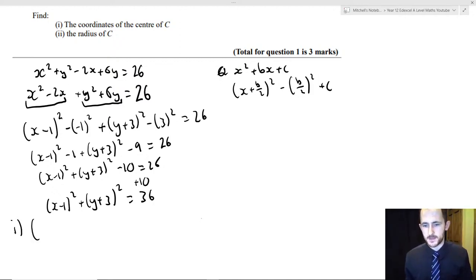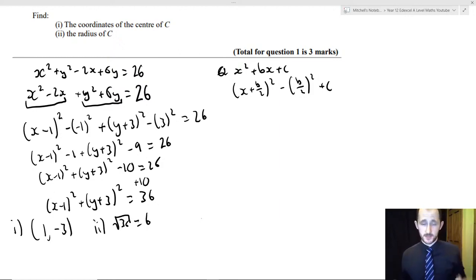So now part 1 says what are the coordinates of the center of the circle? What we do is we flip the sign of the numbers inside the bracket. So 1 and minus 3. And what is the radius? It will be the square root of 36, which of course is 6. You take the positive value because radius is a length. Okay? So hopefully you write that down and see if that makes sense.